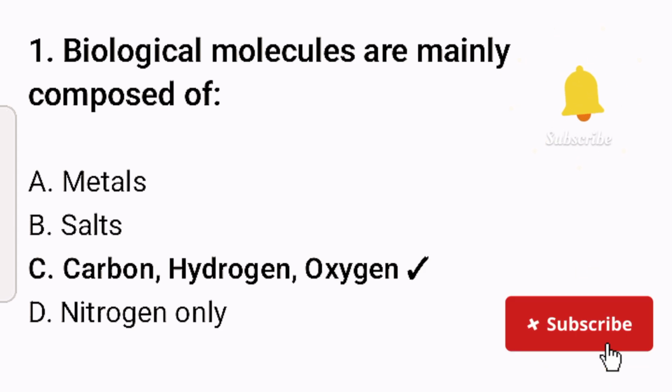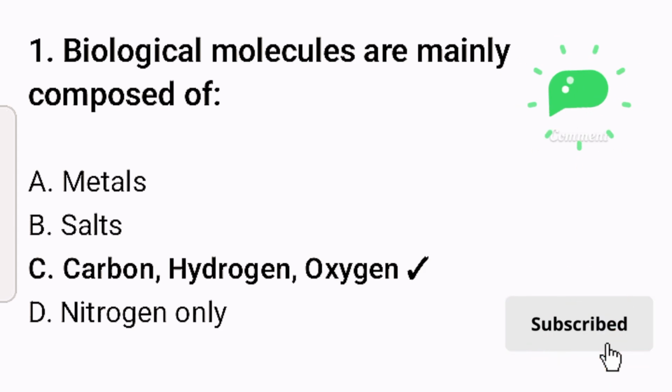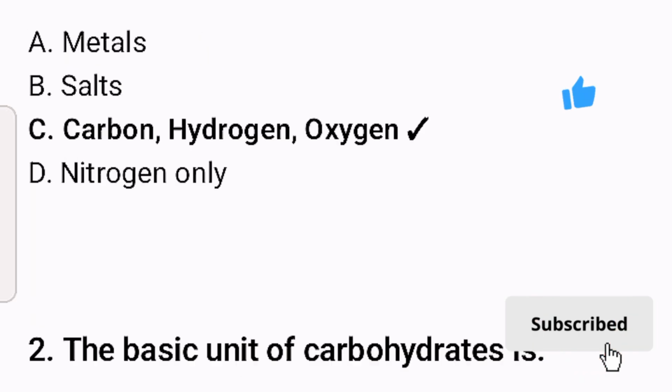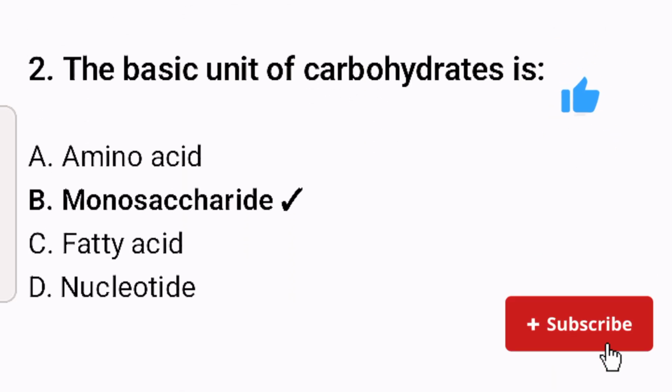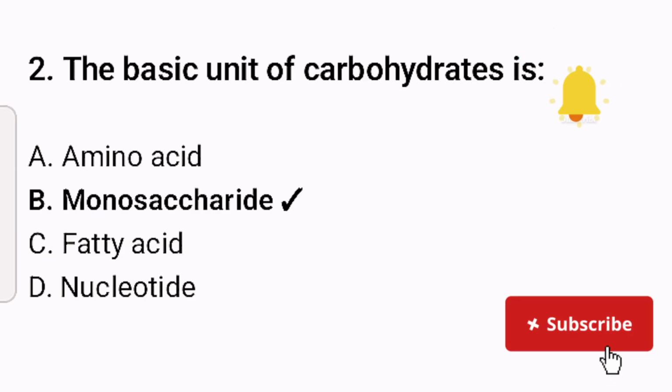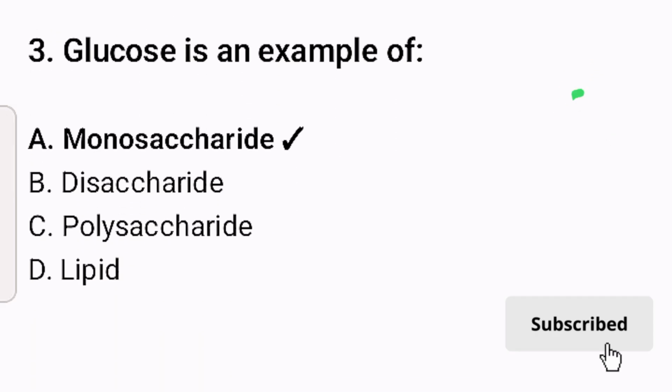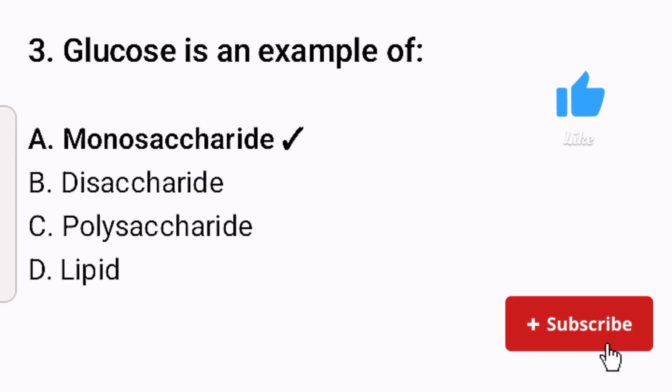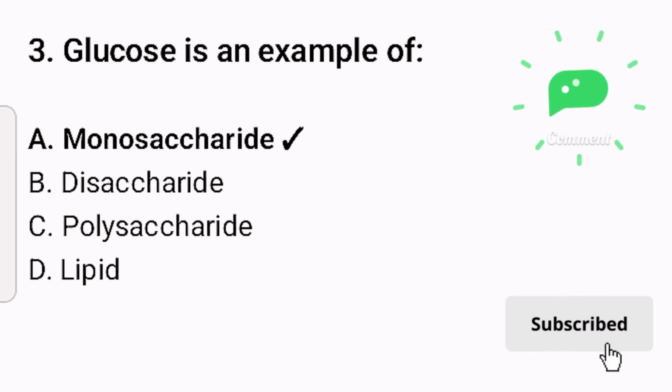Biological molecules are mainly composed of carbon, hydrogen and oxygen. Number 2, the basic unit of carbohydrates is option B, monosaccharide. Basic unit of carbohydrates is monosaccharide. Number 3, glucose is an example of option A, monosaccharide.